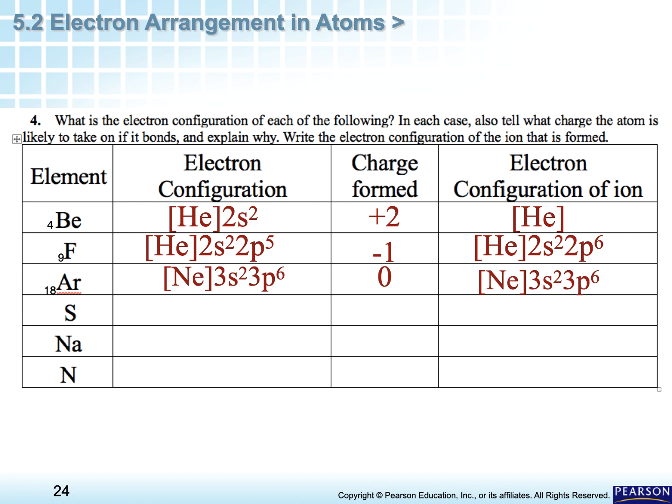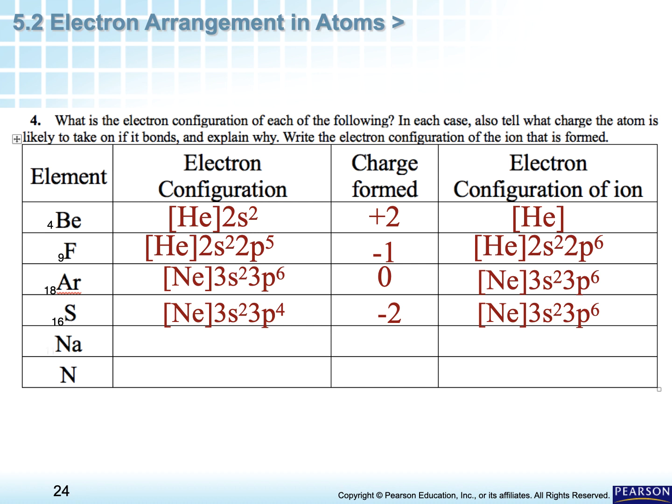Sulfur, it's number 16. It's a nonmetal. So I look at the periodic table and I see it's neon 3s2, 3p4. That's right underneath. It's 16. The closest one is 18, which is argon, which we just did. So it's going to become a -2 by gaining 2 to go from 3p4 to 3p6.